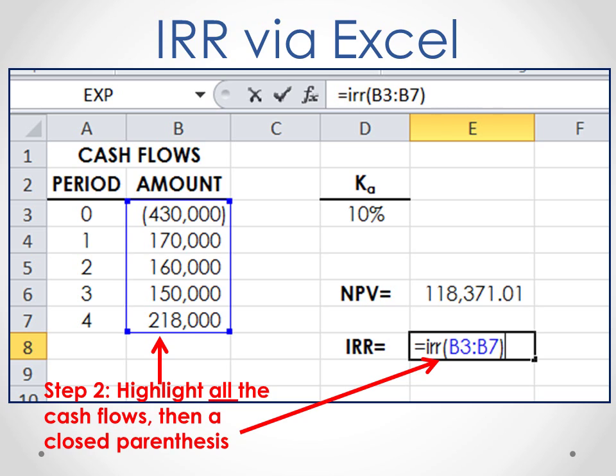And then all you have to do is highlight all of the cash flows. Remember, with net present value, you didn't include cash flow in time period 0. With the IRR, you do. You highlight all of the cash flows, and then you put a closed parenthesis around it, and then you hit enter.